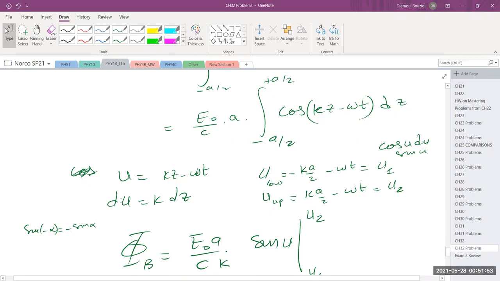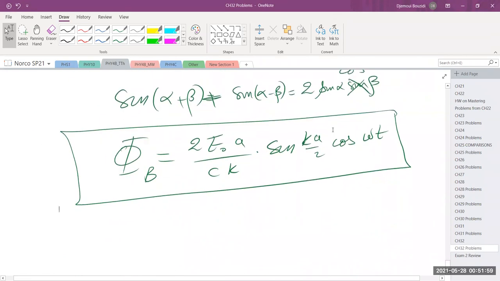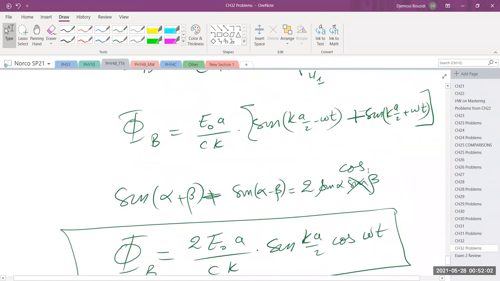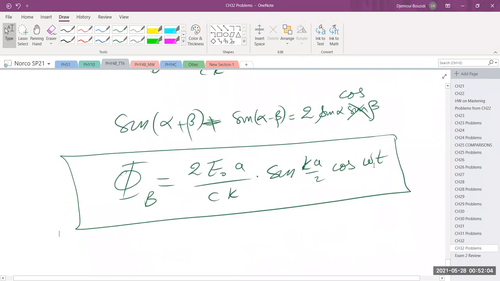So in other words, dz is not the same as du. There is a k factor between them. And now at the end, you just have this integration, and it's a matter of plugging in the numbers. They gave you this identity, so it's not that you have to go and look for it somewhere or something like that, okay?